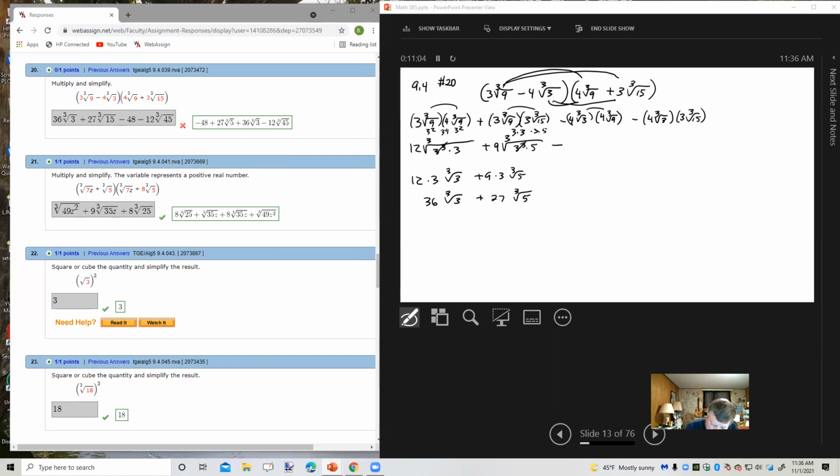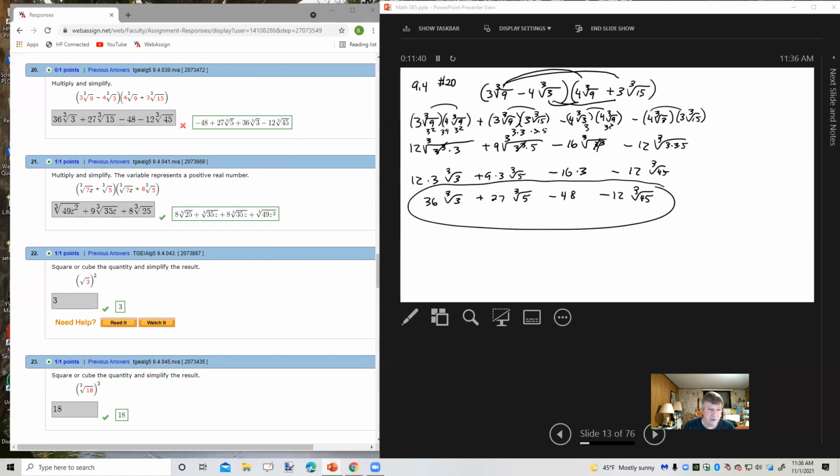Here we've got minus 16 cube roots of, this is a 3, this is 3 squared, so 3 cubed, which is minus 16 times the cube root of 3 cubed, which is 3, so minus 48. And then finally, 12, and then we've got the cube root of 3 times 5. Nothing's going to come out of there, so minus 12 cube roots of 45. And none of those are like terms, so there's our final answer.